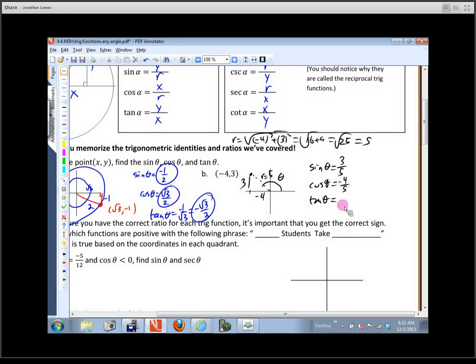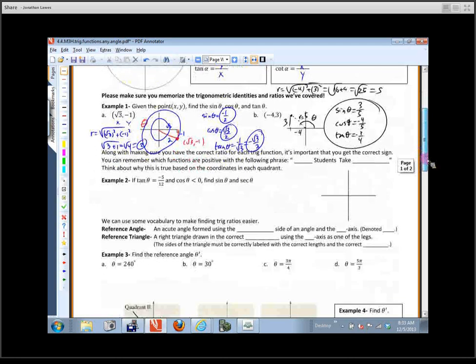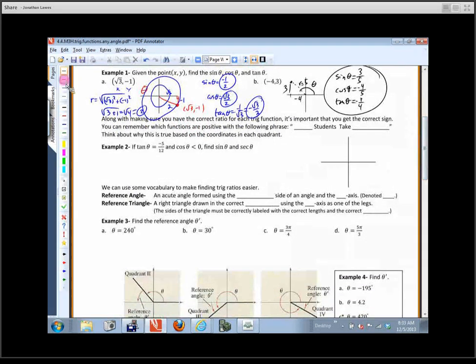And then the tangent is going to be the y-coordinate, that's a 3, over the x-coordinate, -4, so that's -4/3. So there are the 3 trig values that we were after there. Any questions on that? Okay, raise your hand if you've seen that before. Okay, so we want to make sure that we've got the right ratio, and like we pointed out a second ago, we want to make sure that it has the correct sign.